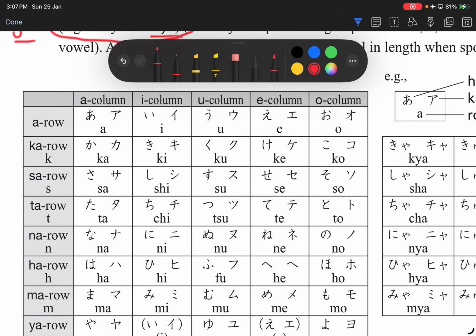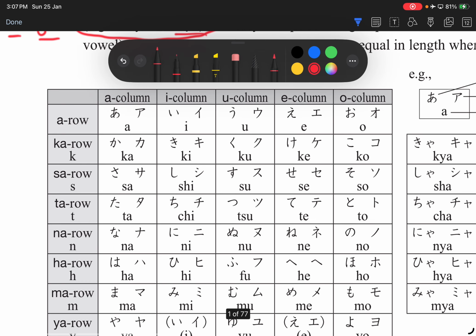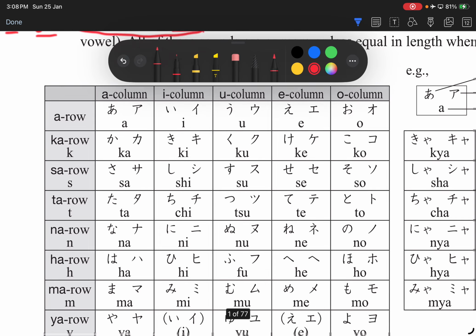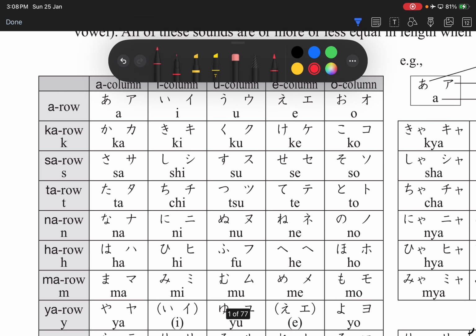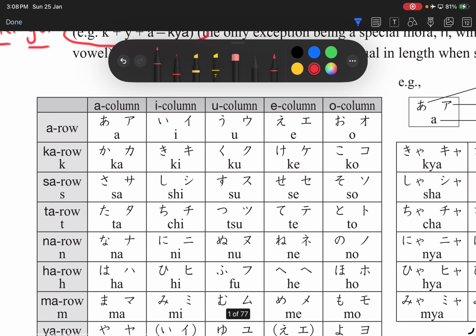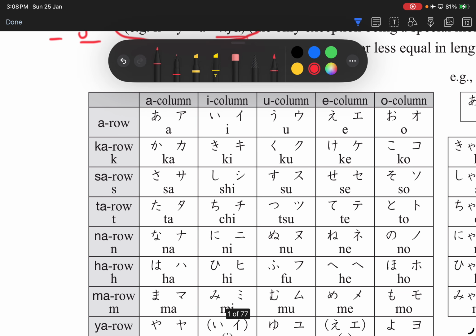So for example, ka, ki, ku, ke, ko. Right? So this is the K row: ka, ki, ku, ke, ko. Of course, the typing here will be the most accurate one. Please follow this one.